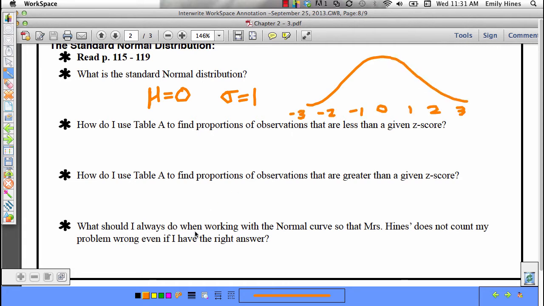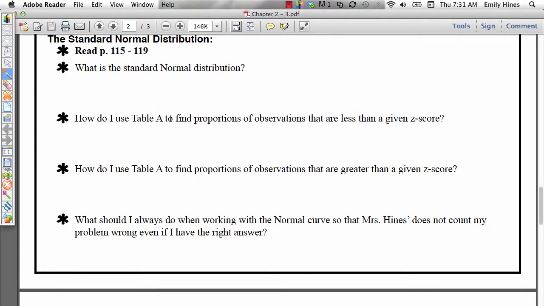Okay, now that I know about the standard normal distribution, I don't have to stick to my specific standard deviations in order to find percent above or below something. I can use z-scores and Table A to help me find proportions of observations that are less than any given z-score, not just their specific ones. In order to find the percentage that are less than any given z-score, or greater than any given z-score, or between any two z-scores, we want to use something called Table A.